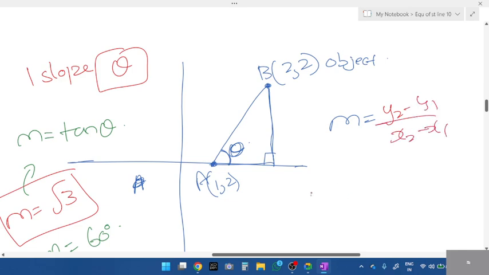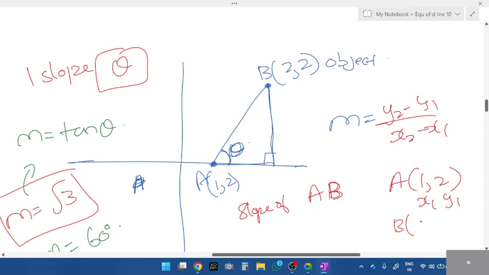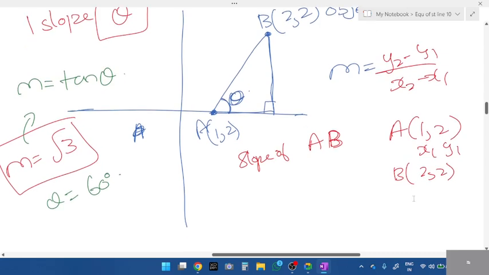They'll tell you to find the slope AB. Which alphabet is given first, A or B? A. So according to that, first you have to write A 1, 2. This will be X1, Y1. Then take B 2, 2 as X2, Y2, students. If not, your ratio will be different. The numerator and denominator will get interchanged.